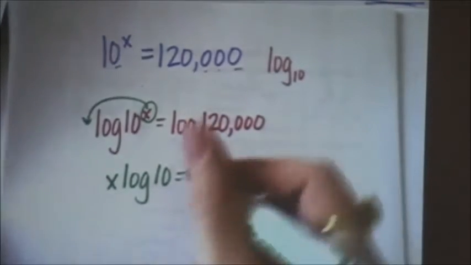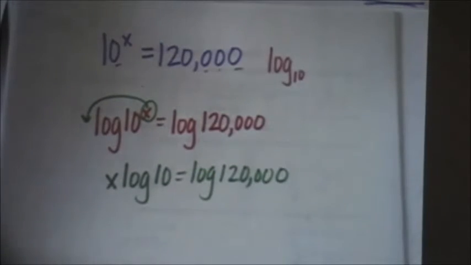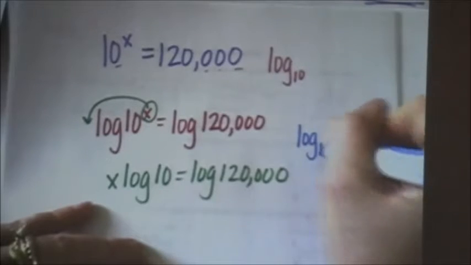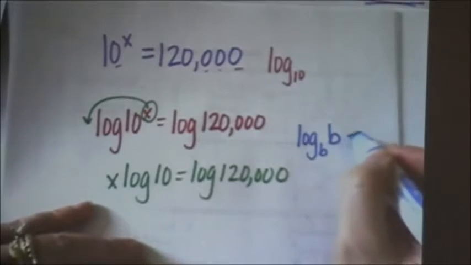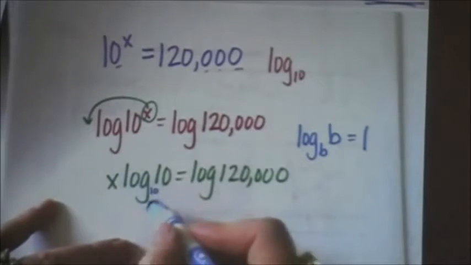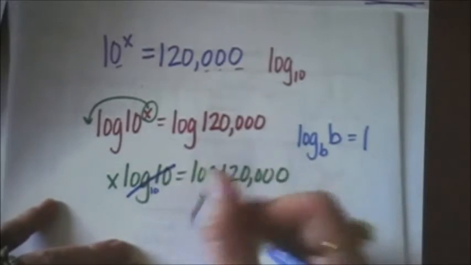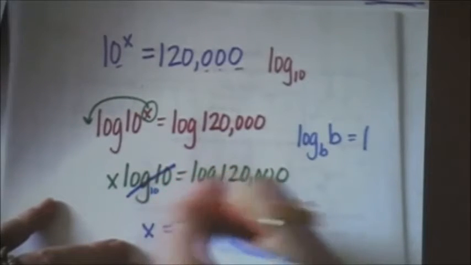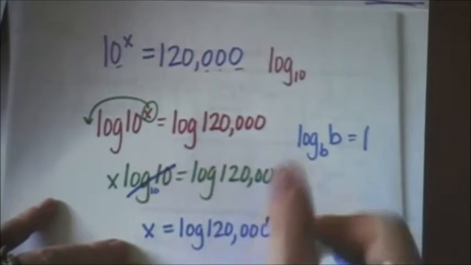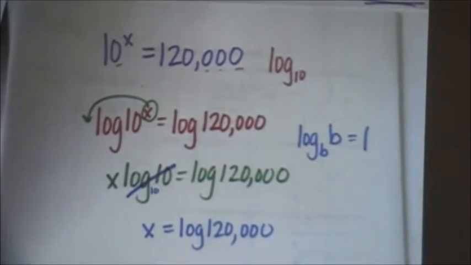Now right here we need to remember the property that we talked about the other day, that if a log has the same base as it does argument, that it equals 1. And in this case, there's actually a log base 10 there. So this is log base 10 of 10, which means it's 1. So I actually have x times 1, or just x, is log 120,000. And again, that's your exact answer. They may ask you for your decimal approximation. So that's solving simple exponential equations with logarithms.